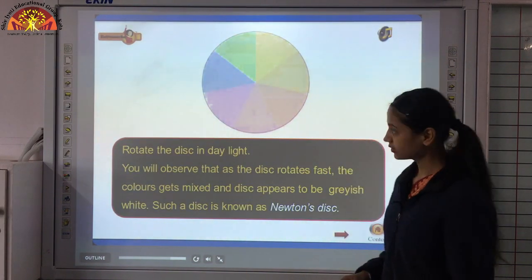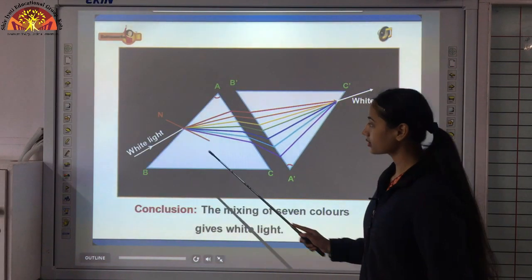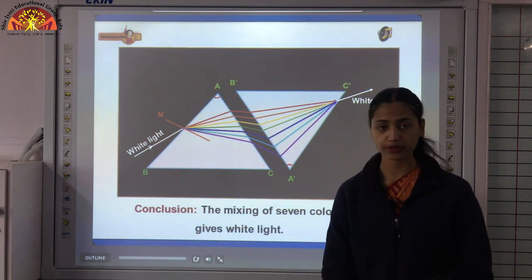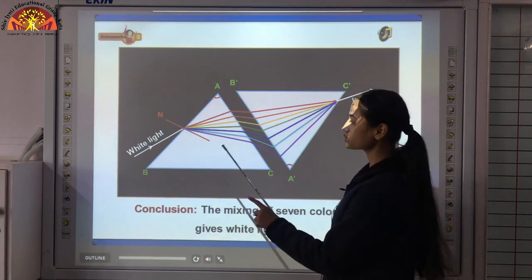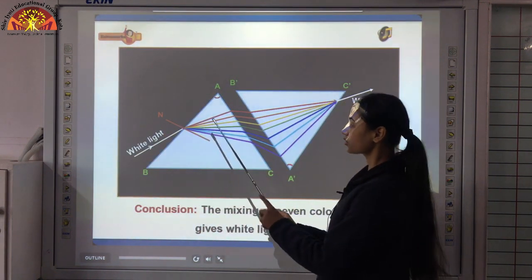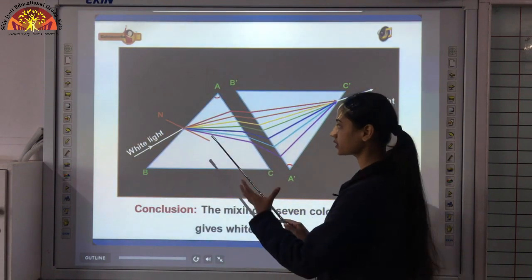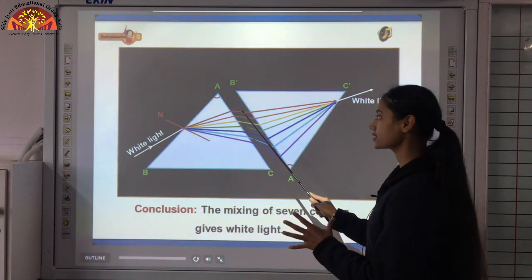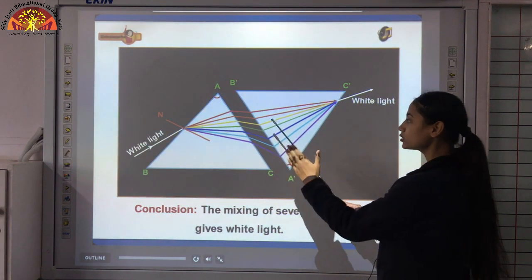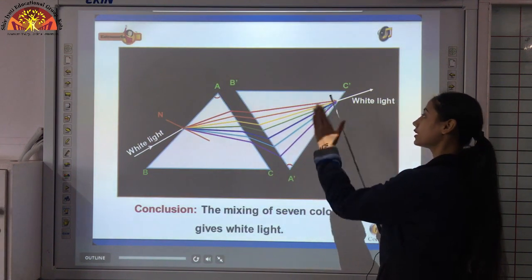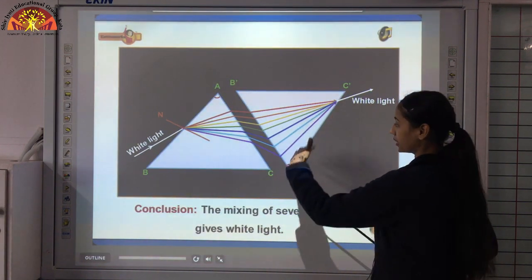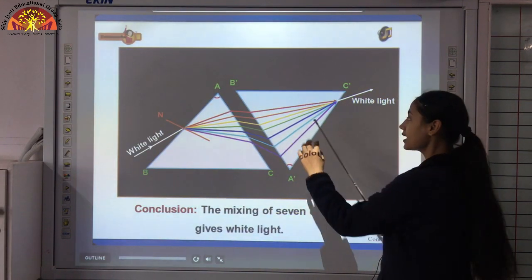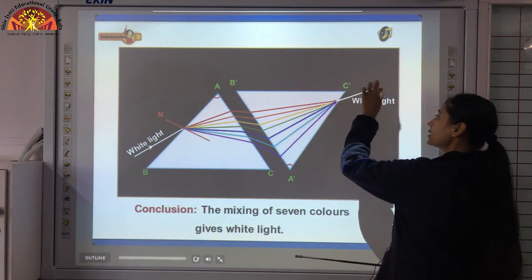Now for this, what do we need? We need 2 glass prisms placed opposite to each other. You can see the position of the glass prisms. In the first prism, white light is falling on it. After refraction it will disperse into 7 different colors. Now out of this prism we are getting 7 different colors. When all those 7 colors fall on another prism placed in this manner, all those 7 rays will bend, they will show refraction, and they will come out as a single white light.